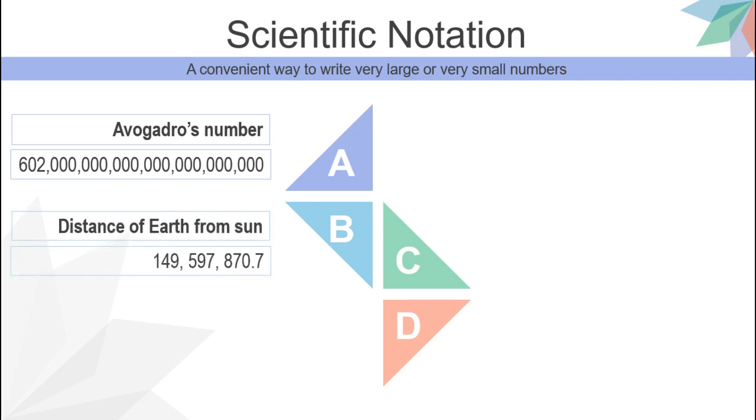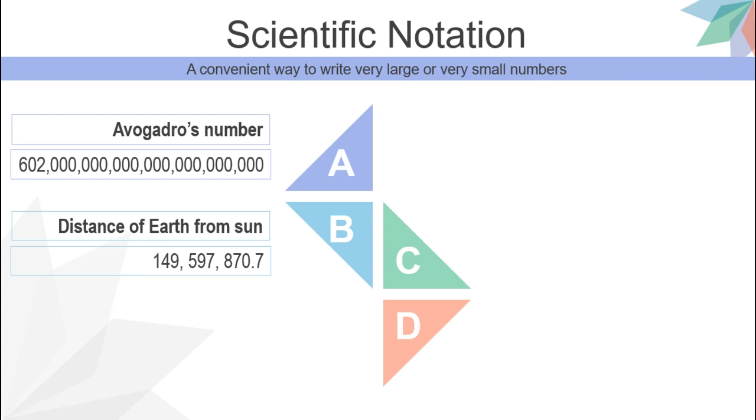Next is the distance of Earth from the Sun. So, this is 149,597,870.7. There is a big difference from Avogadro's number, but still, it is a very big number.